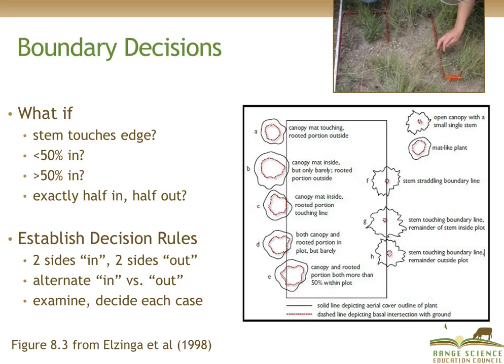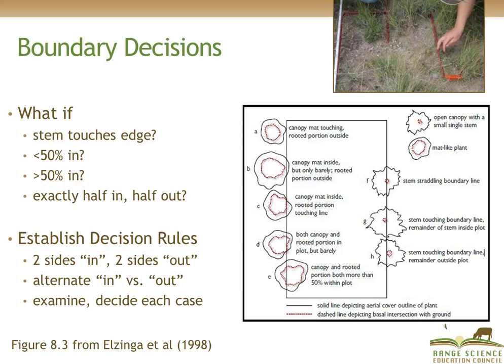Now, there's another approach that some people will take, and that is to examine carefully each case and decide on a case-by-case basis whether a plant would be in or out. But in general, this approach is not favored for a couple of reasons. One is it is very time-consuming, and also there is the potential for the observers to introduce non-sampling error or bias.